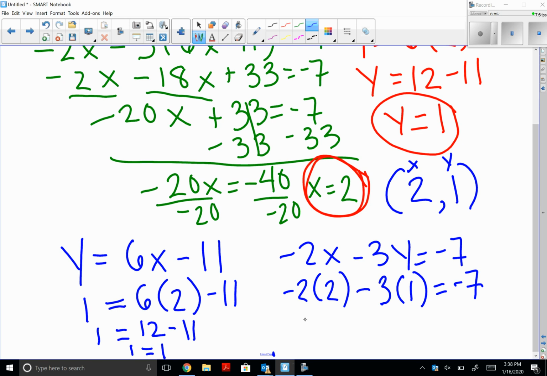2 times negative 2 is negative 4. Negative 3 times 1 is negative 3 or minus 3. Negative 4 minus 3 is negative 7. So negative 7 does equal negative 7. Once you've verified it with both equations, then you're good to go.